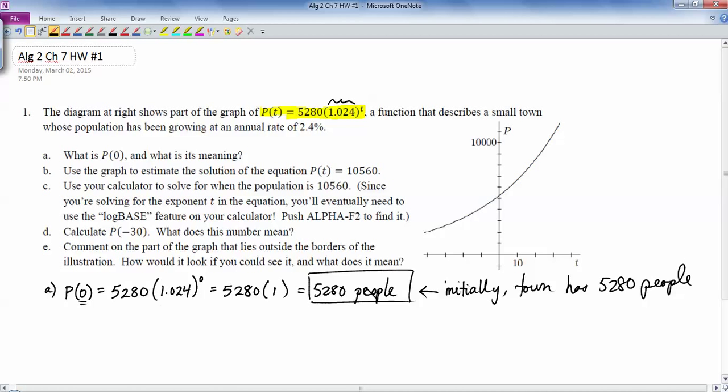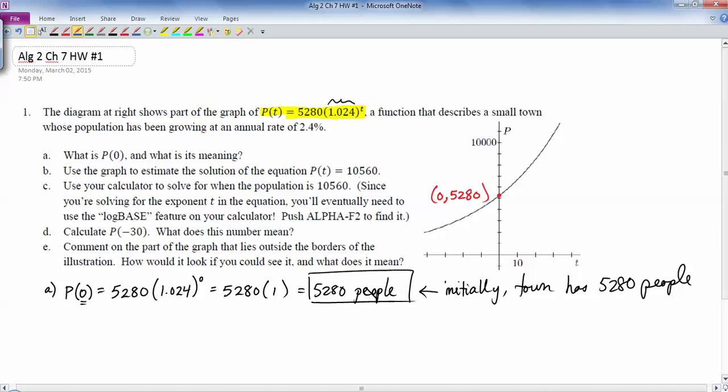And if you think about it also, when t is 0, we have 5280. That's actually this spot right here on the graph. So I'll mark that in red. And this location is when t is 0, we get p is 5280. So it's a point on our graph as well. Part B says, use the graph to estimate when p of t is 10,560.